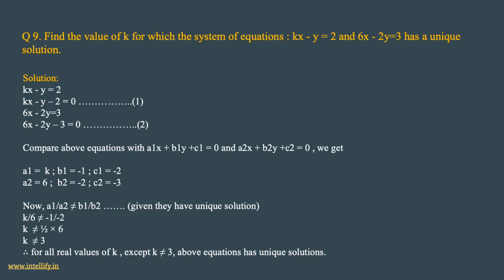Find the value of k for which the system of equations kx minus y is equal to 2 and 6x minus 2y is equal to 3 has a unique solution. Let's number these two equations. kx minus y minus 2 is equal to 0 as first equation and 6x minus 2y minus 3 is equal to 0 as the second equation.